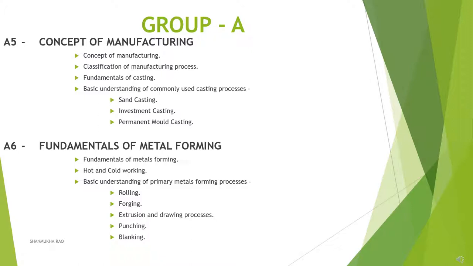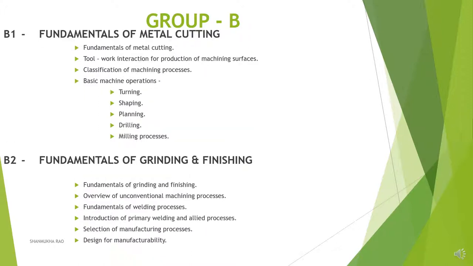The sixth section in Group A is about fundamentals of metal forming: fundamentals of metal forming, hot and cold working, basic understanding of primary metal forming processes: rolling, forging, extrusion and drawing processes, punching, blanking.